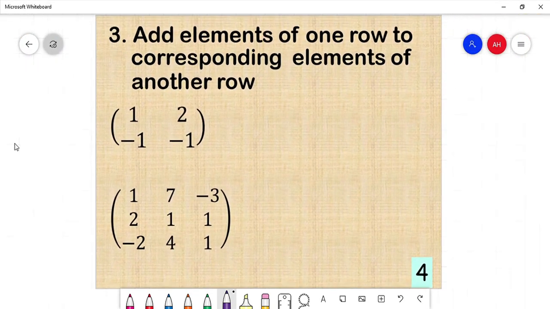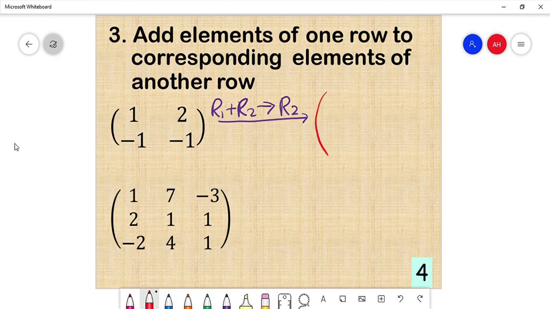That is, we can add elements of a row to the corresponding elements of another row. Meaning to say, we can add two rows together, but we have to add the elements accordingly. If it is position 1 1, we have to add it with position 2 1, for example. Now for this 2 by 2 matrix, we want to add row number 1 to row number 2, and write down the answer in row number 2, for example, and see what happened.